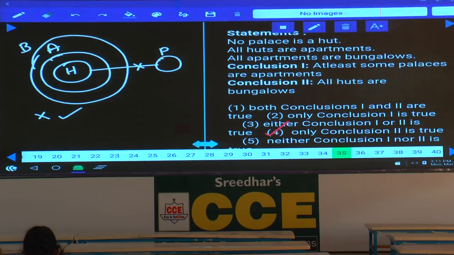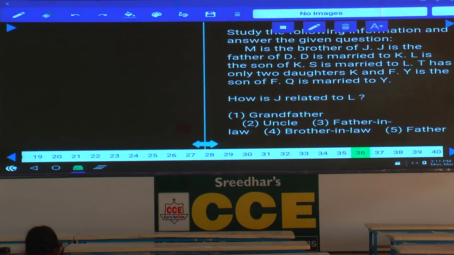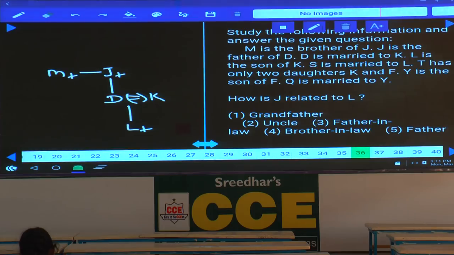Done with question number 31 to 35. Then 36 onwards. Now question number 36: M is the brother of J, which can be written like this. And J is the father of D. D is married to K. D and K are a married couple. And L is the son of K. L is the son of these two persons, D and K.